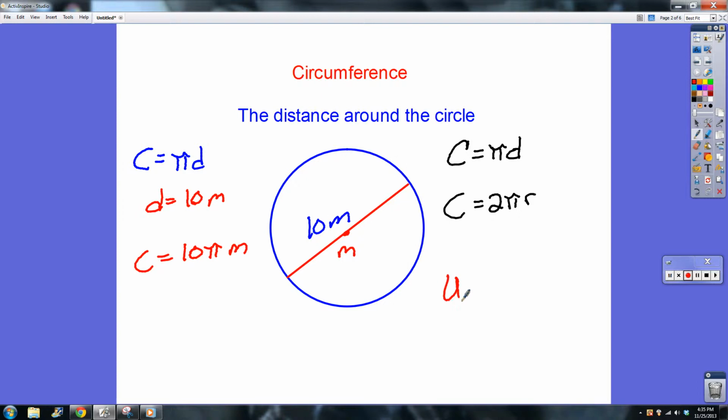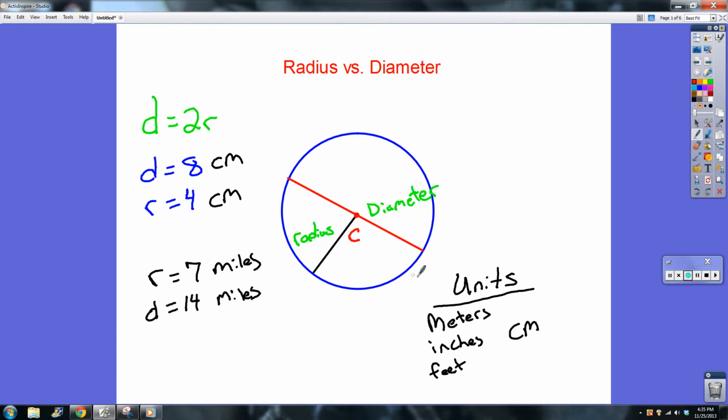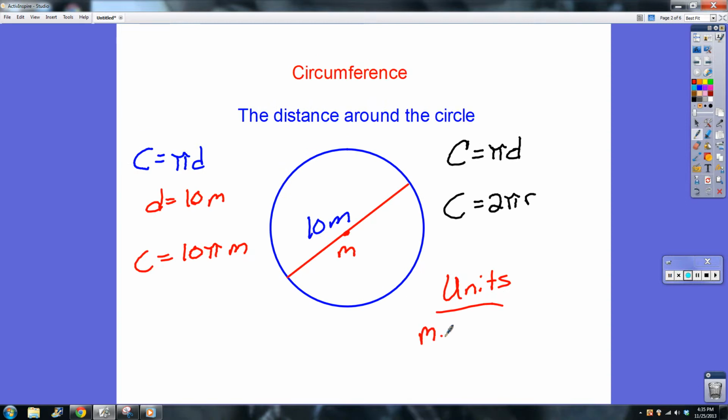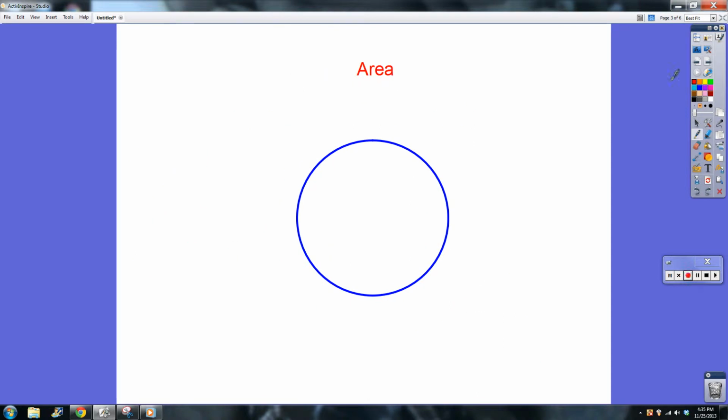So let's talk about units here for a moment. The units, just like the radius and the diameter, could be anything that measures distance. That's meters, inches, feet, centimeters, miles, millimeters. All of these are examples of the units that we can use to measure the circumference. And the reason I'm telling you this is it's going to change in just a moment when we talk about area. Okay. So let's move on now and talk about area.